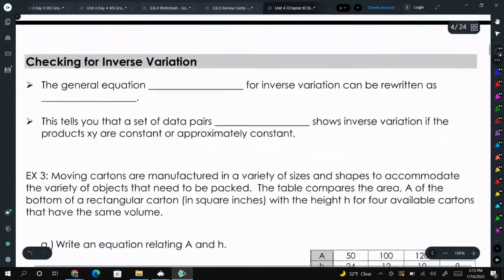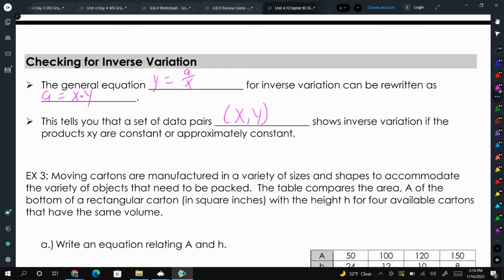On the next page, the general equation y equals a over x for inverse variation can be written as a equals x times y. We talked about this a little bit, and this tells you that the set of data pairs x comma y shows inverse variation if the products, which means multiply, are constant or approximately constant.